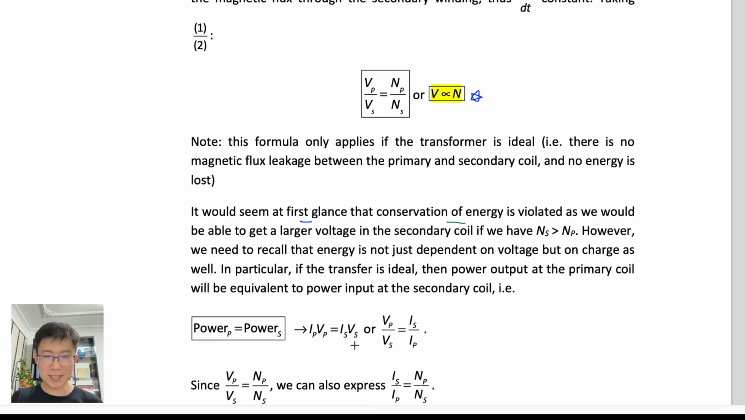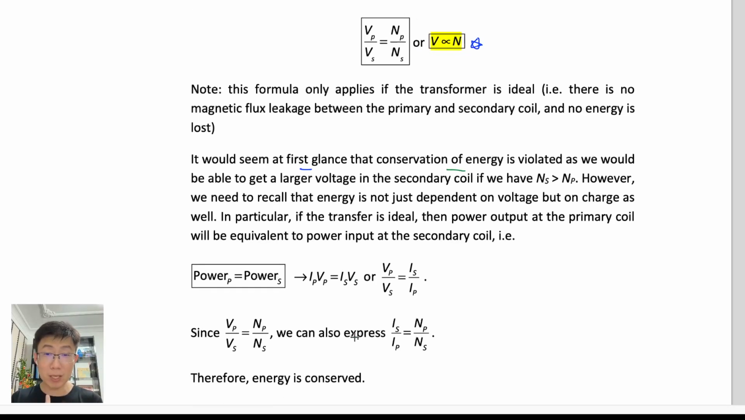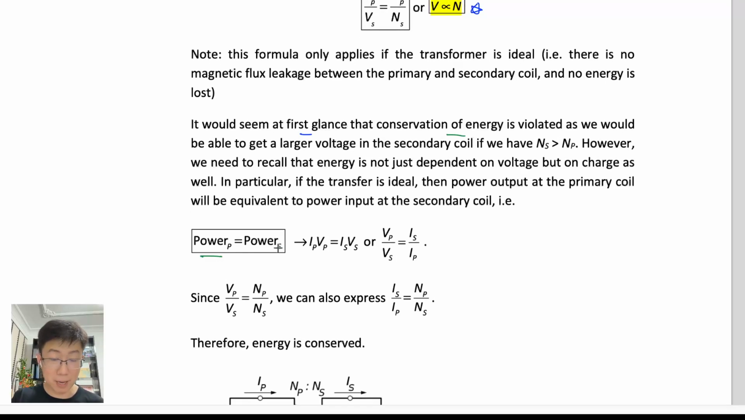So it turns out voltage is not the only thing that affects power, or in this case energy. Power depends on not just voltage but crucially also on current. Okay, and that's where your energy can be balanced. So in an ideal transformer, the primary power is equivalent to the secondary power. Okay, because of that, IPVP equals ISVS.